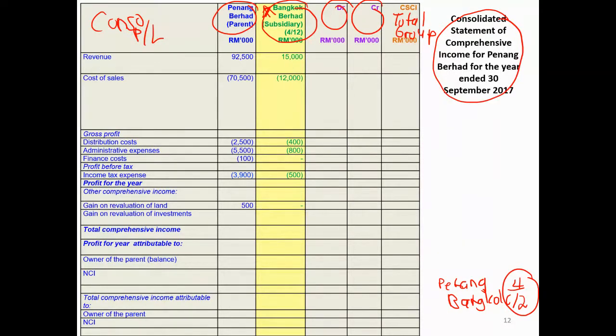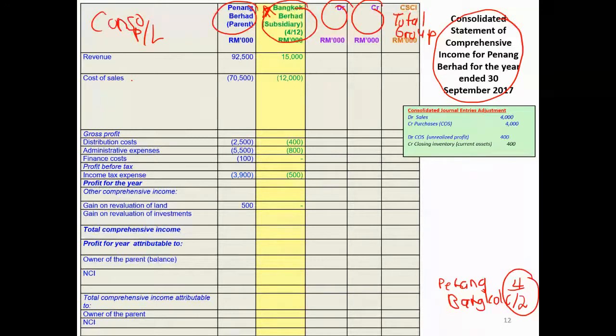So after that, I'm going to show you the journal entries that you're supposed to put inside the worksheet. There are a few journal entries here. The first one, you don't need to copy. This is the first journal entry, relating to your intra-group sales and inventory. Debit sales, credit purchases is related to your P&L, right?